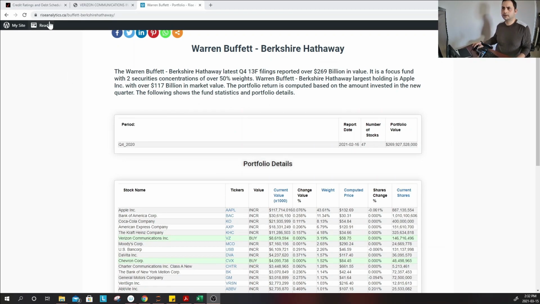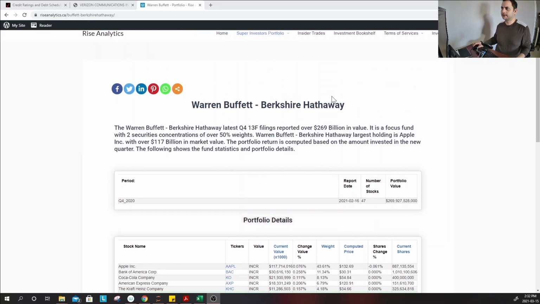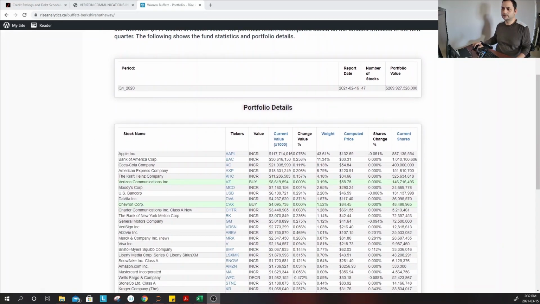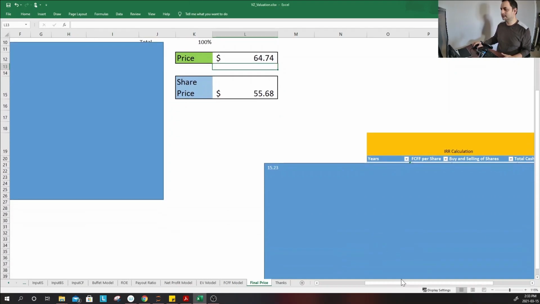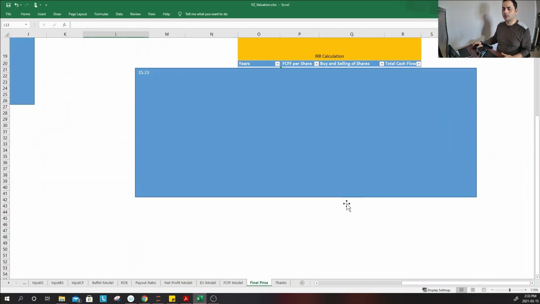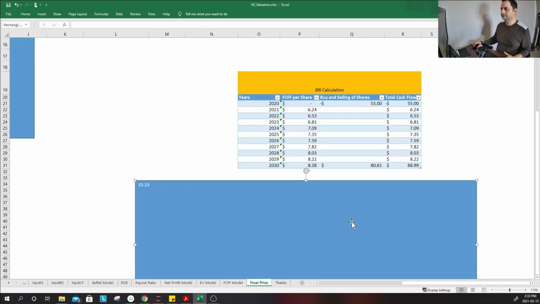So right now I'm on this website, Rise Analytics, and if I click on the portfolio of Warren Buffett here, I can see Verizon Communications. He bought it at around $58.75. And luckily, right now the market price is even lower than what he has paid. So let's see what the IRR is for this. If I buy today at, let's say, $55, and then $80 is my free cash flow, what I'm going to receive.